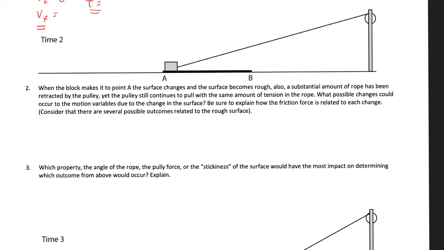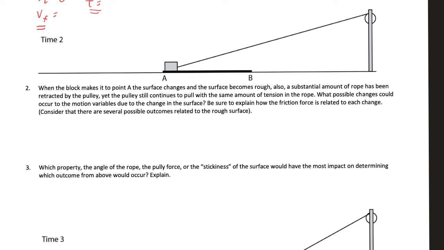The pulley still continues to pull the same amount of tension rope. What possible changes could occur to the motion variables due to the change in the surface? Be sure to explain how the frictional force is related to each change and consider that there are several possible outcomes related to the rough surface. That's right, there are several outcomes.